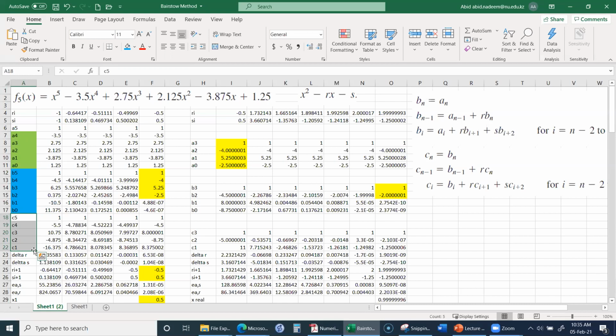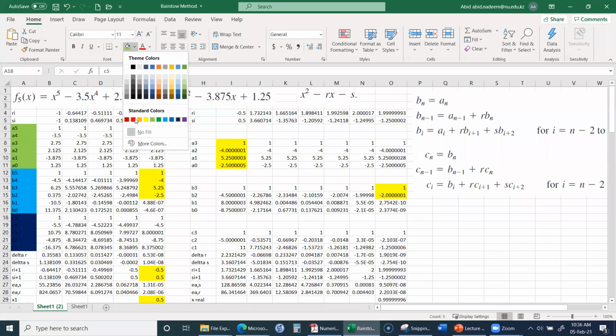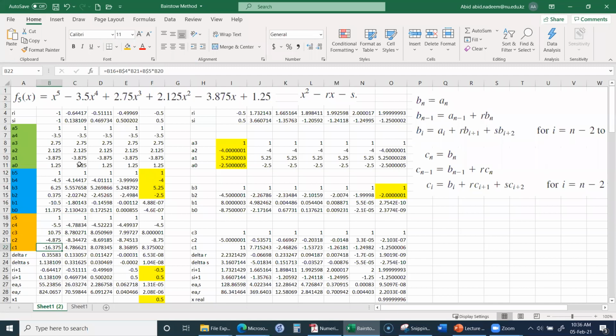Okay, so here, and then calculate the c coefficients. Okay, c coefficients. So these are calculated by these recursive formulas. Okay, and similarly, c coefficients are calculated by these recursive formulas.